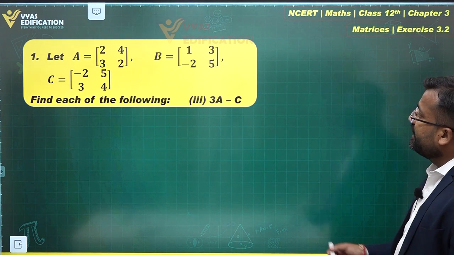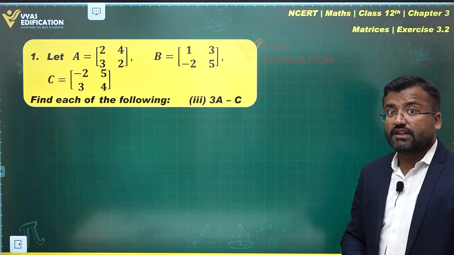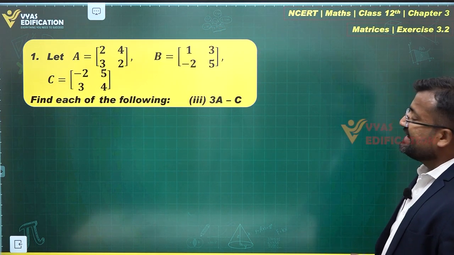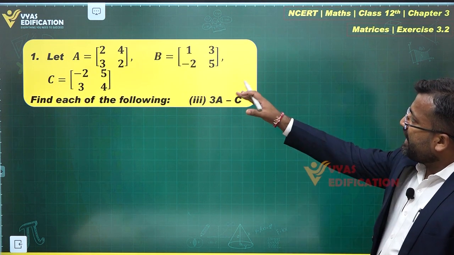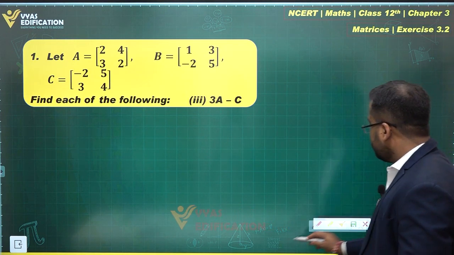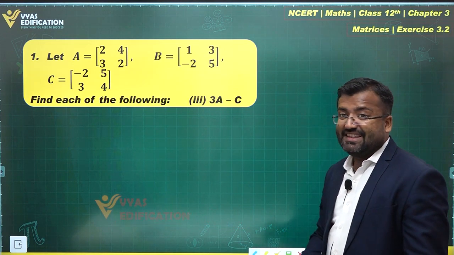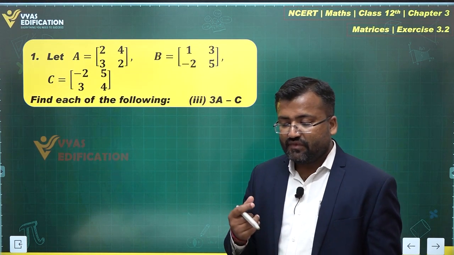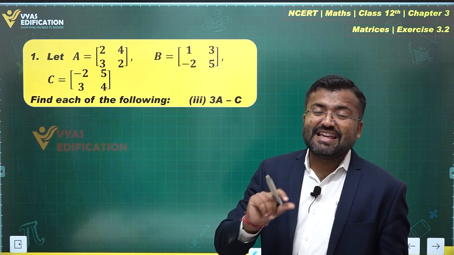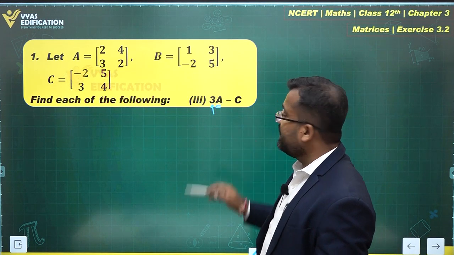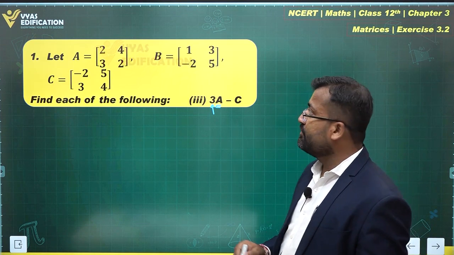Next, let's take a look at the third part. What does the third part say? This is 3A minus C. For A, B and C given, we have to find 3A minus C. Now, what does 3A imply? First of all, 3A has to be found. 3A is obtained by multiplying each element of the matrix A by this scalar quantity 3. That's what we are supposed to do.